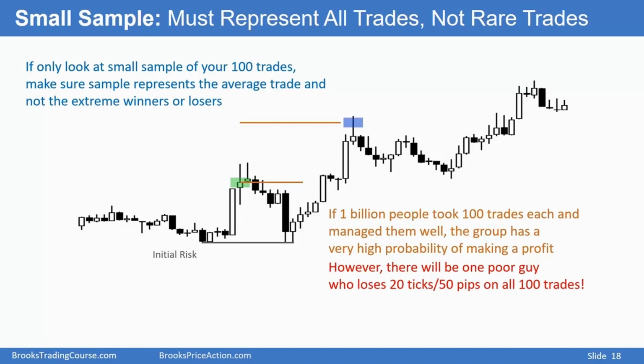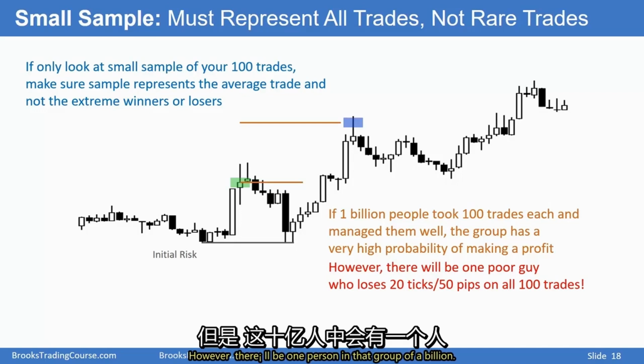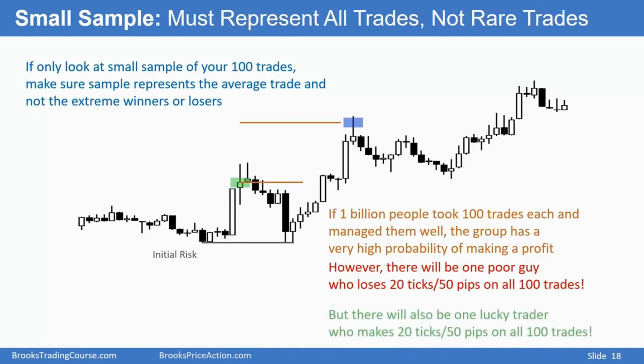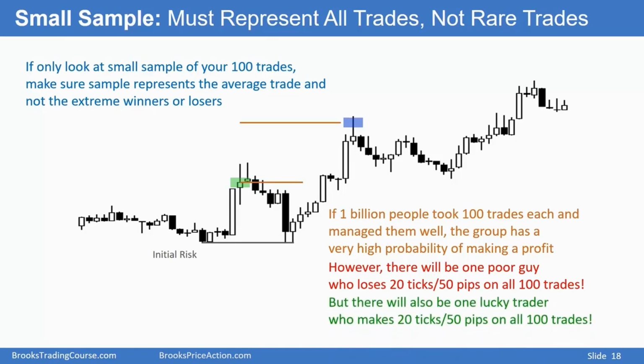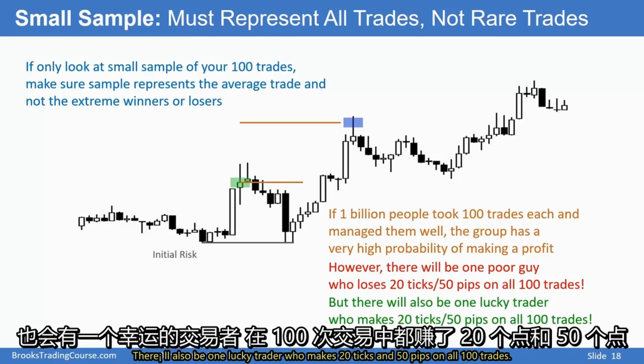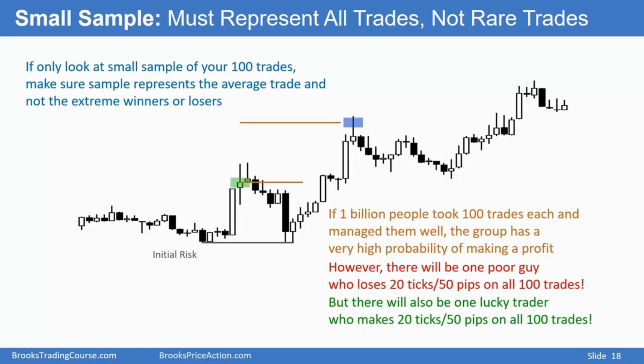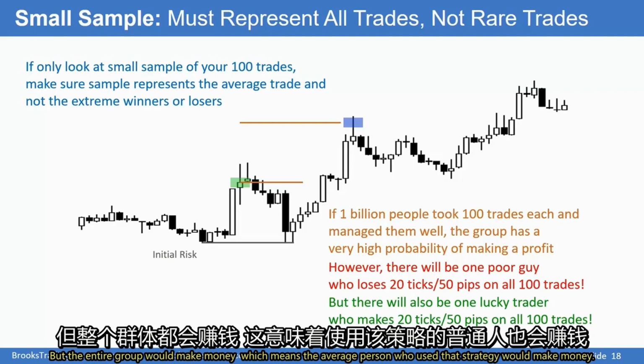However, there'll be one person in that group of 1 billion who loses 20 ticks or 50 pips on all 100 trades. That's sampling error. There'll also be one lucky trader who makes 20 ticks and 50 pips on all 100 trades. Again, those are the outliers. But the entire group would make money, which means the average person who used that strategy would make money.